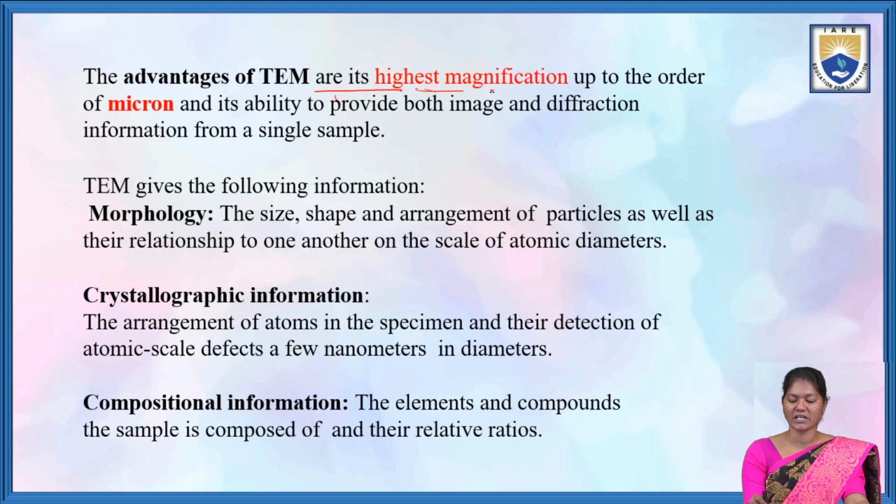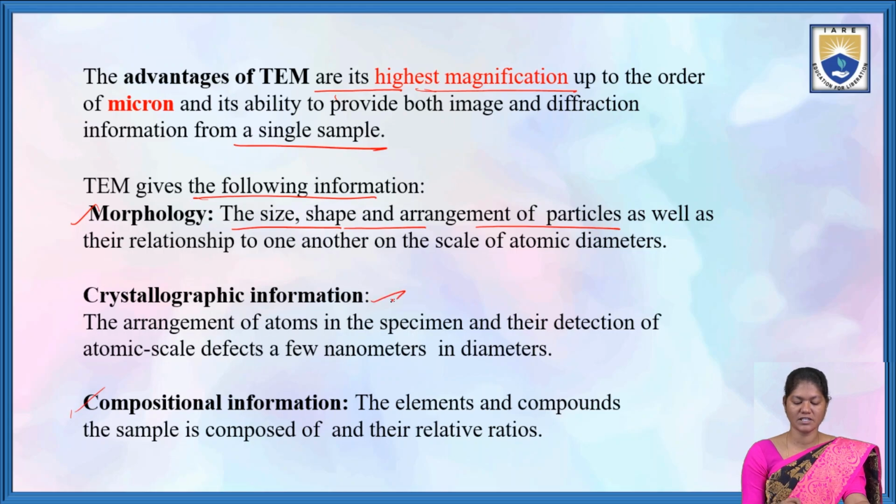It has very high magnification, and the ability to provide both image and diffraction information from a single sample. Using this TEM, we can get morphological, crystallographic, and compositional information. Morphology means the size, shape, and arrangement of particles as well as their relationship to one another on the scale of atomic diameter.